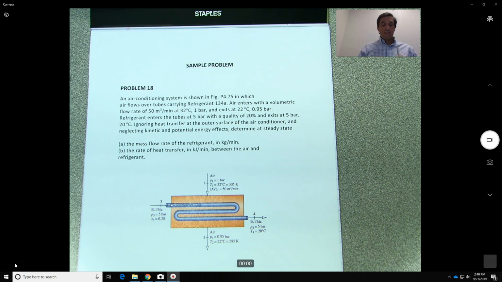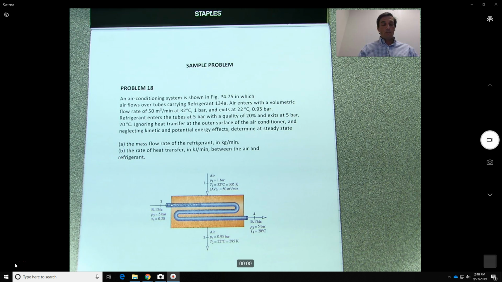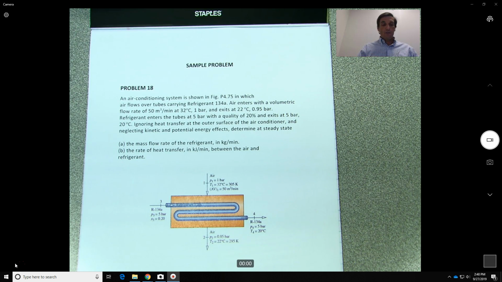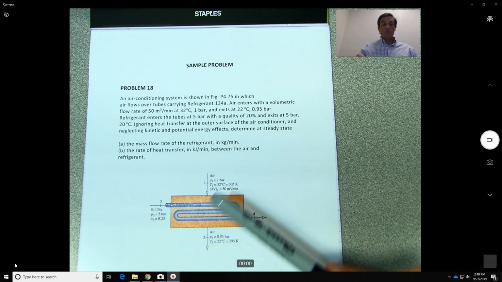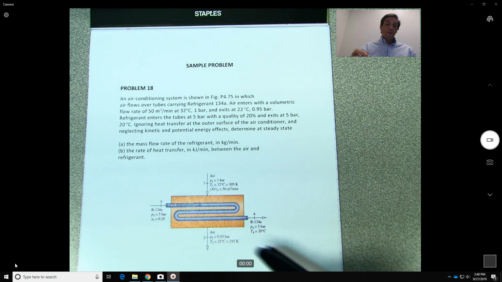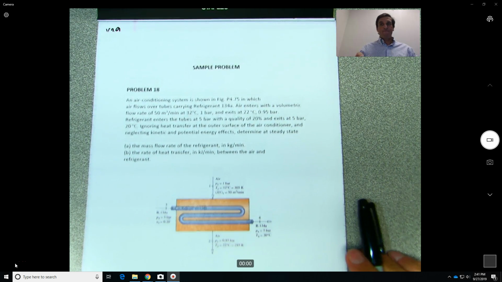But we'll see. So we have other data on the sketch, and what we need to solve for is the mass flow rate of the refrigerant, so the mass flow rate of the air in kilograms per minute, and we need to find the rate of heat transfer in kilojoules per minute between the air and the refrigerant. So basically, how much heat has been removed from the air. Okay, so I'm going to redo this figure on the page because to redo the figure for me is part of the solution.